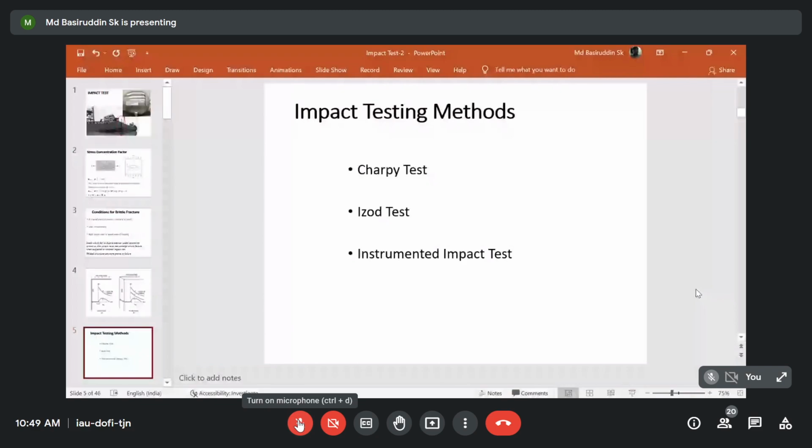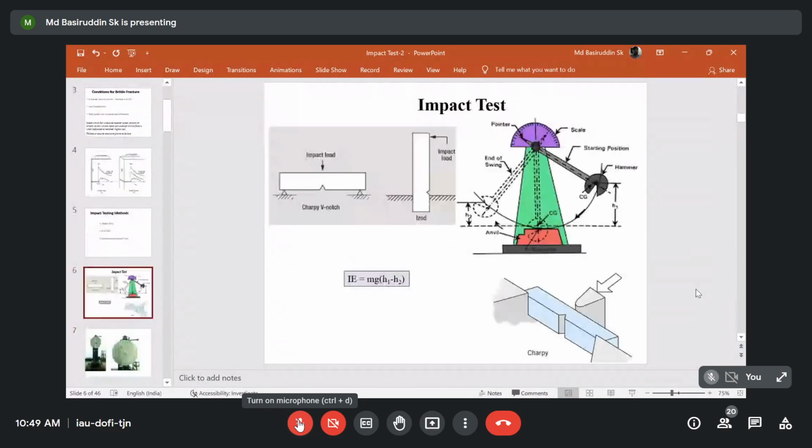and that can be carried out in Charpy testing mode, Izod testing mode, or instrumented impact testing mode. So let's see in three different modes what are the things that we need to consider. Like impact testing mode, so Charpy impact testing mode, specifically we need to talk about.